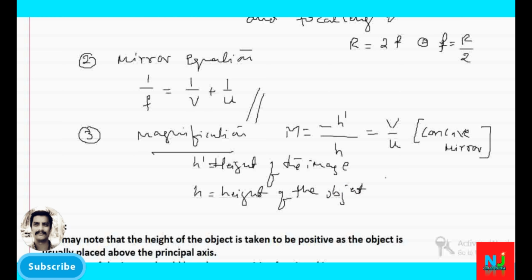If you use the convex mirror, the magnification can be written as m is equal to the same thing, h dash by h. In the case of the convex mirror, remember, it is not minus, since both are on the same side, but it is equal to minus v by u for the convex mirror. For the convex mirror, you have to follow these two important things.